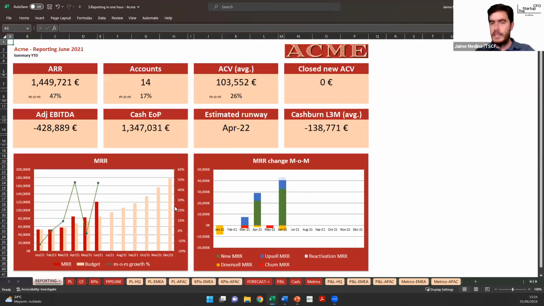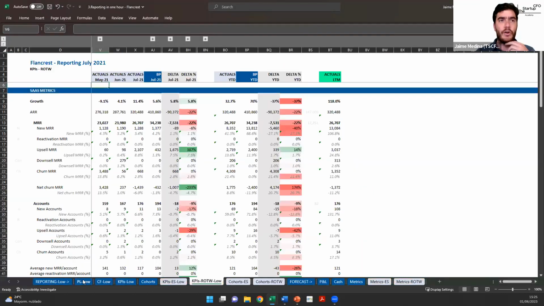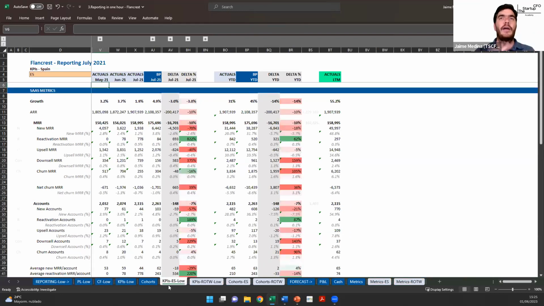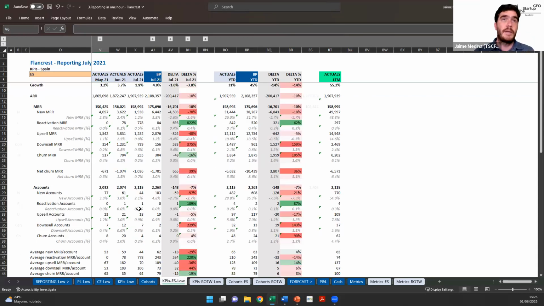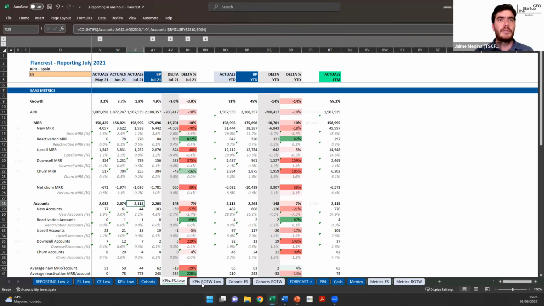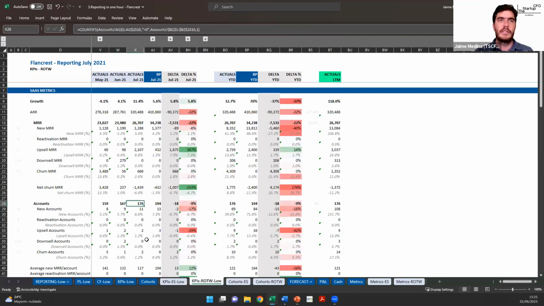So these splits, this is very important, don't necessarily mean a split on companies or subsidiaries or whatever. We said that in Flancrest it is just one company, but they want to see different metrics, or they want to analyze separately the business in Spain and the business in the rest of the world. Why is that? Because the business in Spain is very mature. They have 2,000 accounts. The business in the rest of the world is 176 accounts.